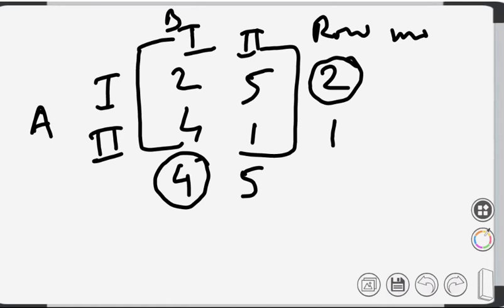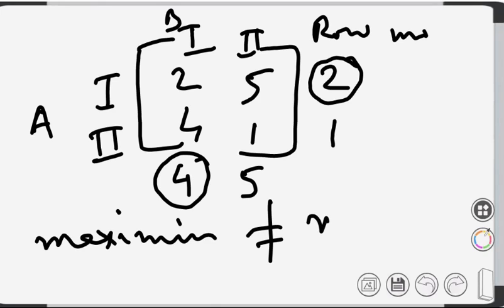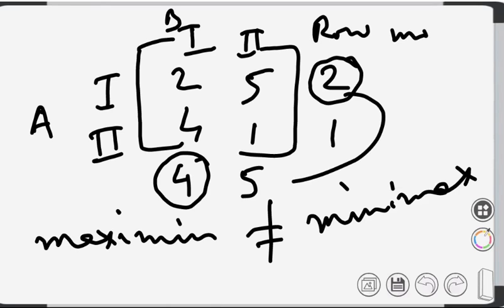So in this problem, just write that the max of row min is 2 and the min of column max is 4. That means maximin is not equal to minimax. We have written in the last class that the max of row min is termed as maximin.